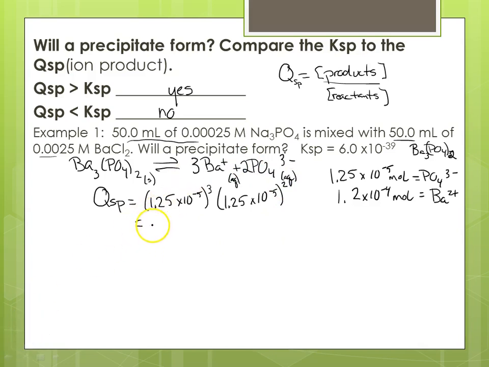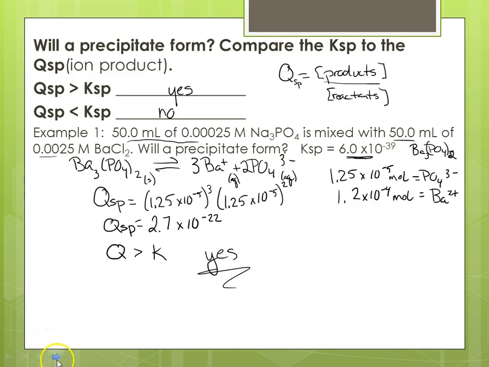And I come up with a Q answer of 2.7 times 10 to the -22. So this is my QSP value. Now I'm going to compare it to the KSP value, which is up here, 6.0 times 10 to the -39. In this case, my Q is greater than my K, so yes, a precipitate will form in this particular case.